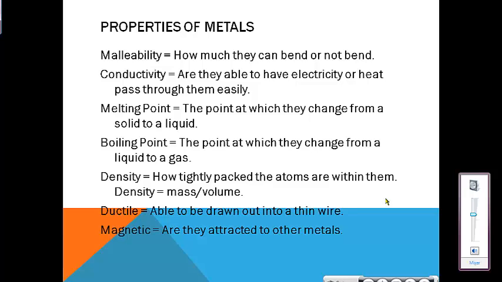If a metal is ductile, that means it can be drawn out into a thin wire. This again is super important as far as conducting electricity and heat is concerned. And finally, we talk about whether or not a metal is magnetic. If it's magnetic, it means it is attracted to other metals, and it's attracted to magnets through the magnetic field.